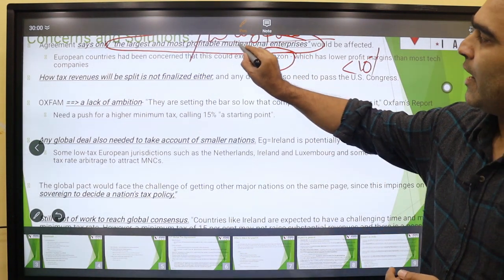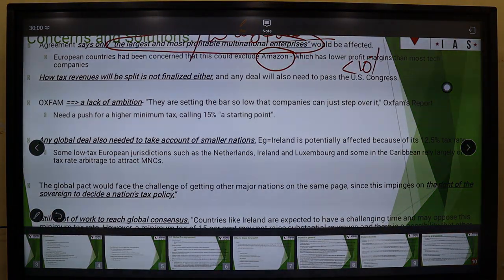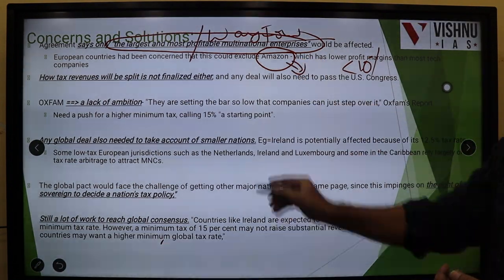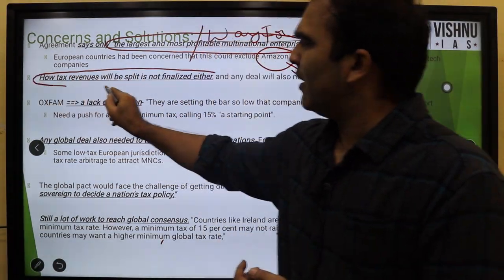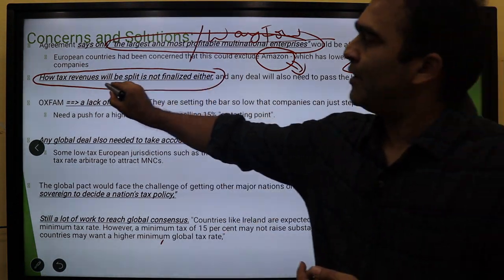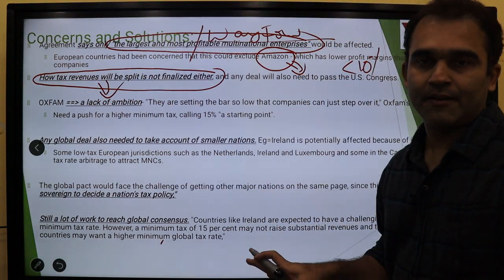So the largest and most profitable enterprises will be the only ones affected. So Amazon is not affected. Amazon and many other such companies will be excluded. Then even the finer details are not really agreed upon. How will the tax revenues be split? That has not been finalized yet.